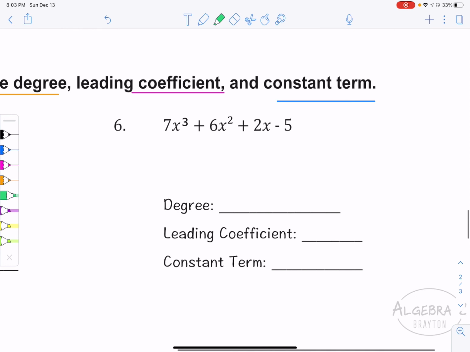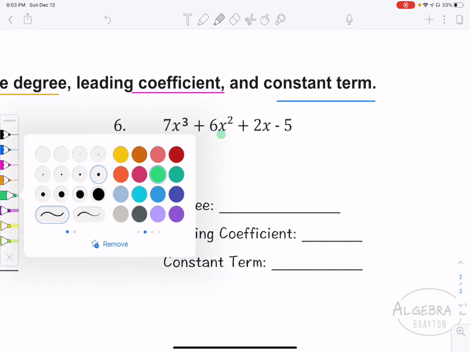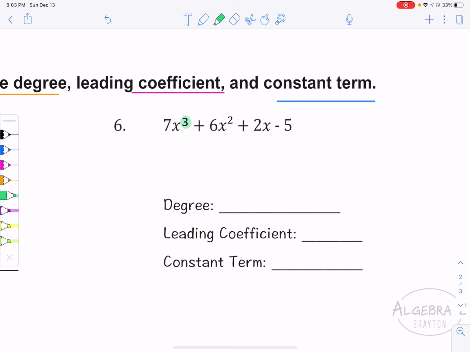And lastly, number 6, we have 7x cubed plus 6x squared plus 2x minus 5. The degree is the largest exponent, so we have a degree of 3. The leading coefficient is in front of that term, which is 7. And the constant term is the number by itself, which is negative 5.